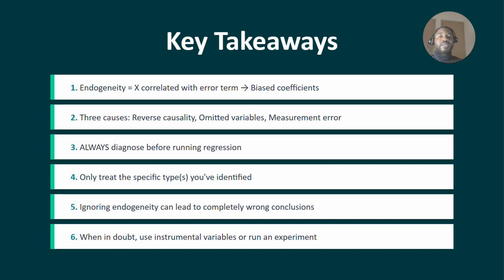Ignoring endogeneity can lead to completely wrong conclusions. This isn't a minor issue. It can invalidate your study. When in doubt, use instrumental variables or run an experiment. These are great and more powerful tools for dealing with endogeneity. If you remember nothing else from this video, remember good econometrics is about thinking critically before you run a regression. It's about asking what could go wrong.